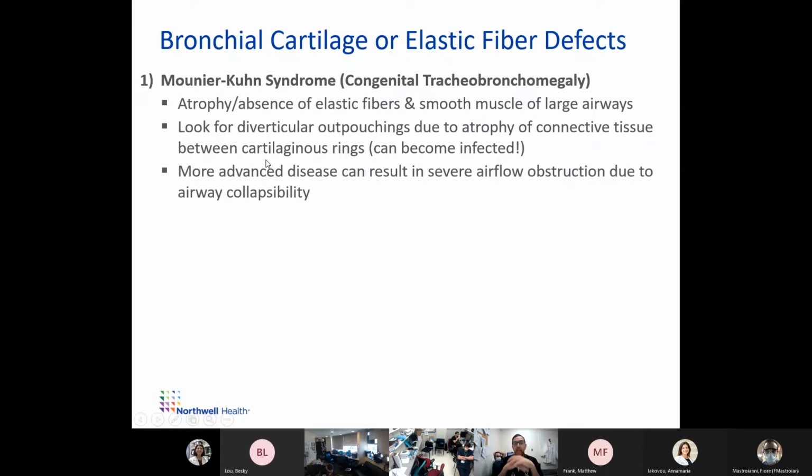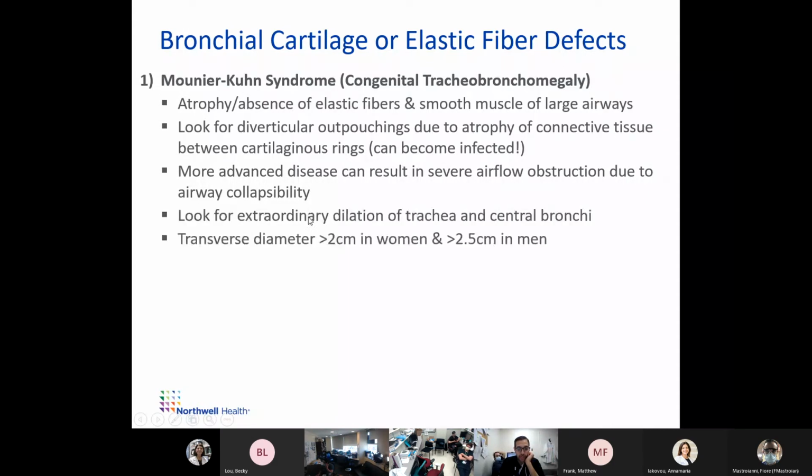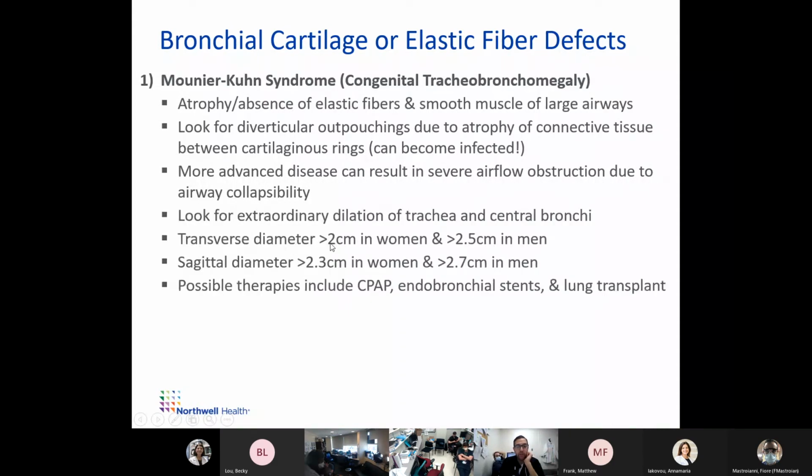Dr. Steiner was telling me he had a patient that had diverticular outpouchings in the trachea, resulting in a large abscess. So these patients can develop these tracheal diverticular outpouchings because of atrophy of the connective tissue between the cartilaginous rings. And of course, more advanced disease results in severe airflow obstruction from airway collapsibility. Some people use the cutoff of 2 to 2.5 centimeters. Other people use the cutoff of 3 centimeters. And the possible therapies include CPAP and the bronchial stents, and of course, lung transplant.